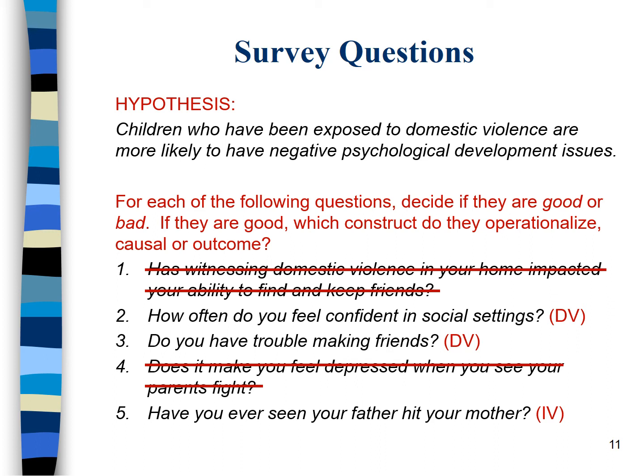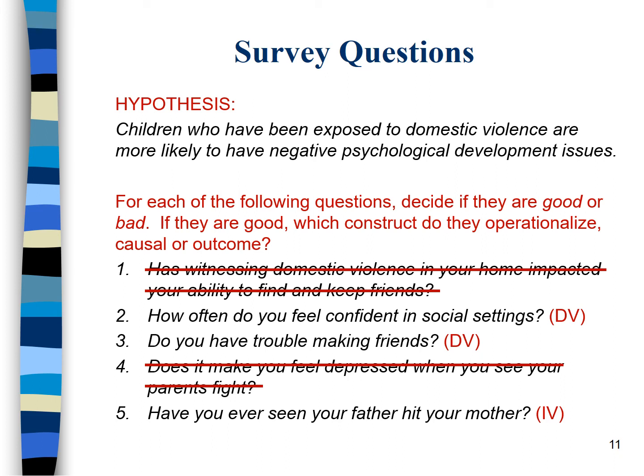So number 1, has witnessing domestic violence in your home impacted your ability to find and keep friends? Okay. Well, it's asking about domestic violence. But it's sort of assuming, once again, it's sort of biased and one-sided. It's assuming that they've experienced violence, and we don't know that from our sample. And then it's also bringing in some ideas about psychological development, and that's sort of like their ability to find and keep friends. So number 1's bad. It's asking sort of in a leading manner. It's sort of assuming that it's not getting the full range of witnessing or not witnessing domestic violence. And it's asking about more than one construct. So number 1 is gone.